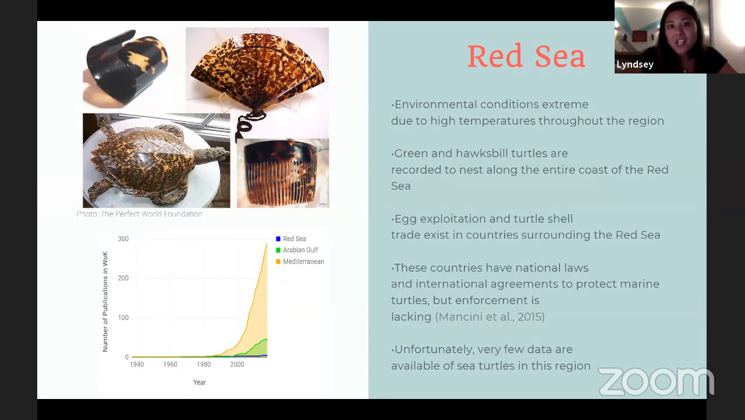Egg exploitation and turtle shell trade do exist, although it's not super common. But I know that in some places, like in Egypt, the hawksbill turtle is oftentimes caught and the shell is turned into different trinkets and sold in the black market. So that's a pretty big issue for these turtles. There are national laws and international agreements that protect the turtles, but unfortunately we're lacking enforcement in these areas. So the illegal trade does still continue.